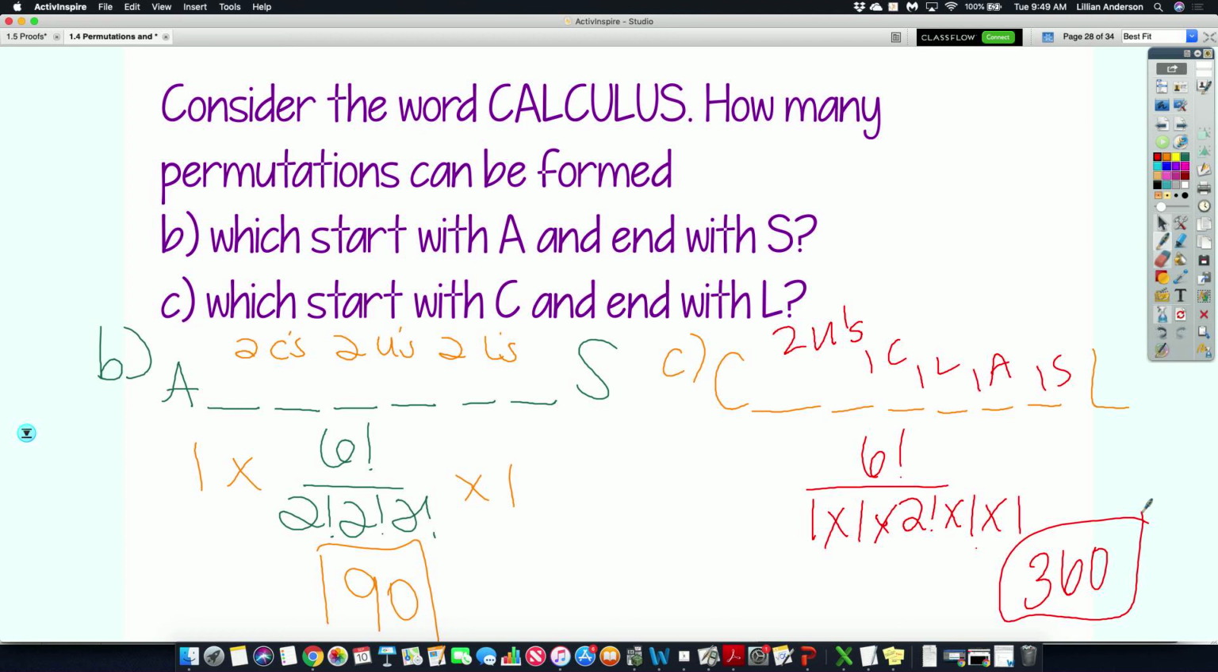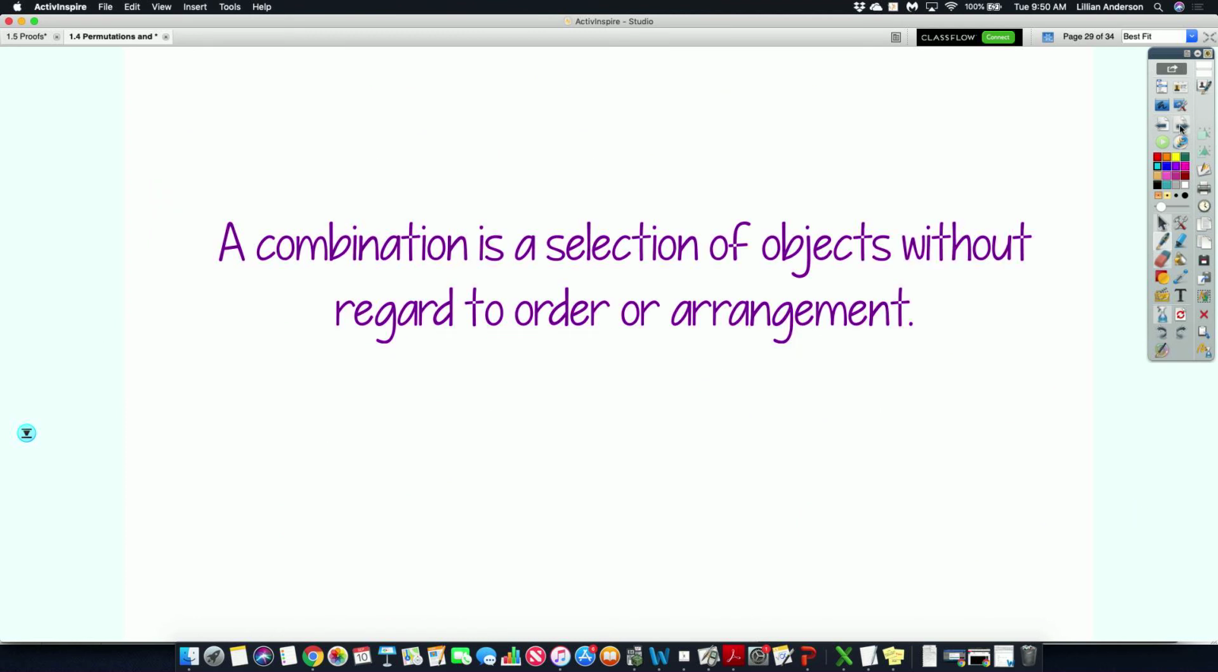Permutations, how you feeling? Permutations have a definite order. But there's also combinations. A combination is a selection of objects without regard to order or arrangement. Without regard to order or arrangement. That's what a combination is. You have permutations and combinations.